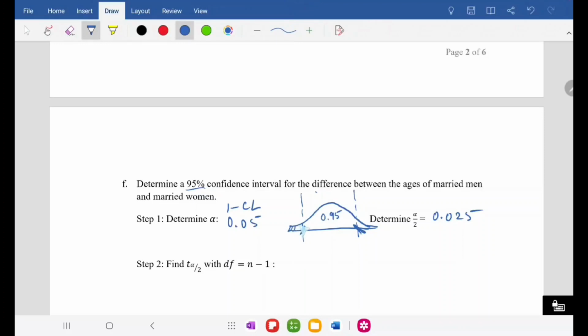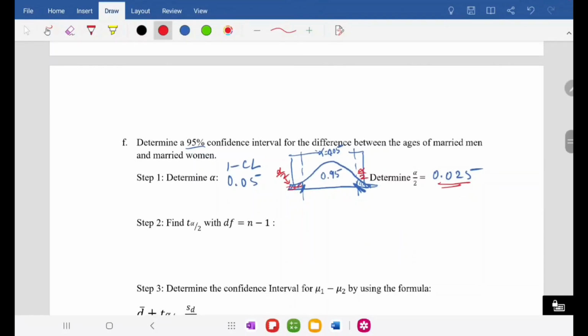And the area outside that bounded region is what alpha is, right? That's alpha, which is 1 minus 0.95. It's the area outside the bounded region, so it's going to be 0.05. However, the area on each end of the curve, of the interval, is going to be alpha by 2, which in our case is 0.025. Alpha by 2 is the area on each side. You have to divide alpha equally into 2.